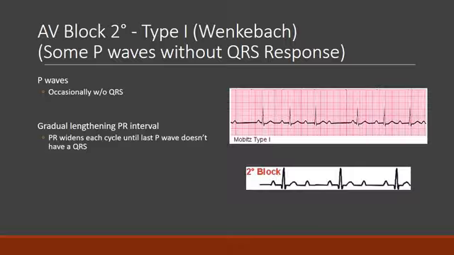All right. With this, though, we also see a gradual lengthening of the PR interval. So that PR interval will start out normal, and then it gets a little bit bigger, and then a little bit bigger, and a little bit bigger, until all of a sudden we don't have a QRS that we can see. We see the P wave, but no QRS. And then it kind of resets. It goes back to normal PR, normal PR. It's going to get a little bit bigger, and then all of a sudden, once again, a P wave, but no QRS.